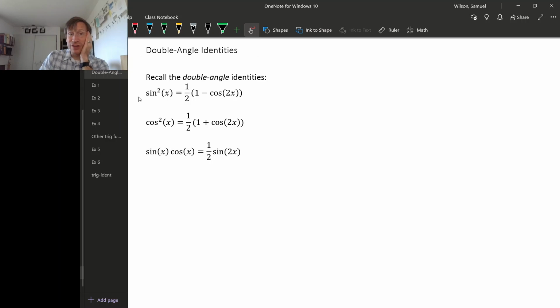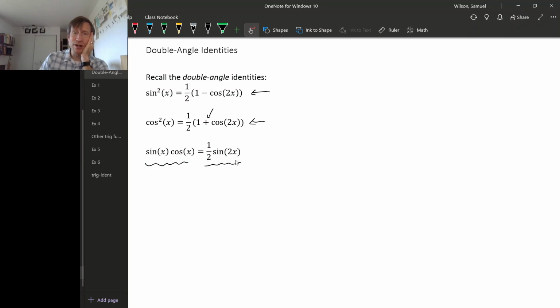So there's the one for sine that we just used. That's this one. The double angle identity for cosine squared looks basically the same as for sine squared, except there's a plus here instead of a minus. And if you have a product of sine and cosine, you can turn that into 1/2 sine 2x.